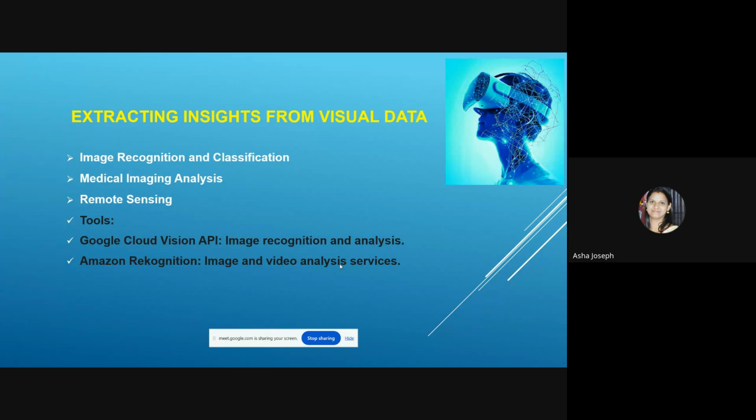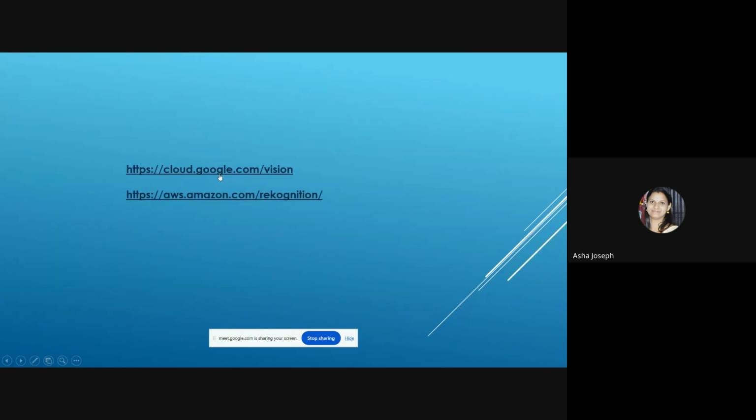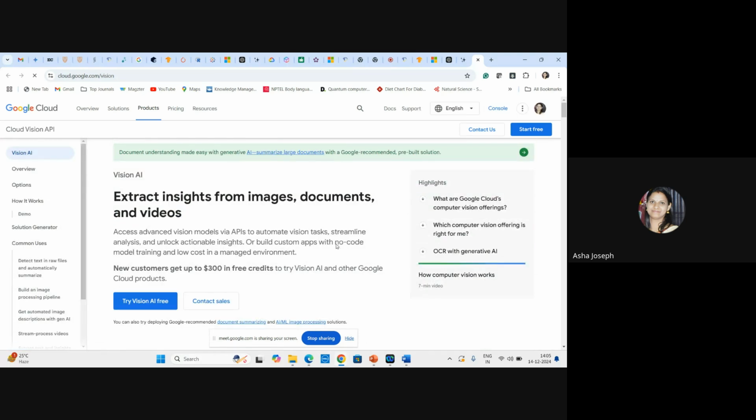And what are the different tools used for these kinds of research? So one is Google Cloud Vision API, mainly used for the purpose of image recognition and analysis. And another one is Amazon Rekognition, the spelling you need to see. It's not C, it is K, Amazon Rekognition. That is mainly used for the purpose of image and video analysis services. So here we will just take and see what it is. Cloud one, which I have already mentioned to you. So this is one particular API to extract insights from images, documents, and videos.